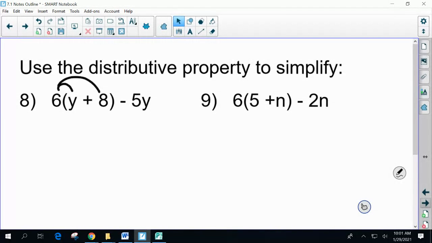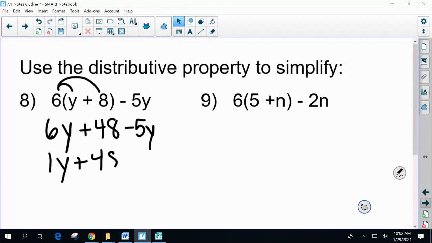And what does distribute mean? What are you actually doing? Multiplying. So 6 times y is 6y. And then I have to take 6 times 8, which is 48. And then I'm going to carry down this minus 5y. So the next step would just be to combine my like terms. So what am I going to have left? 1y plus 48. And again, I don't have to have that 1, so I can just have y plus 48.